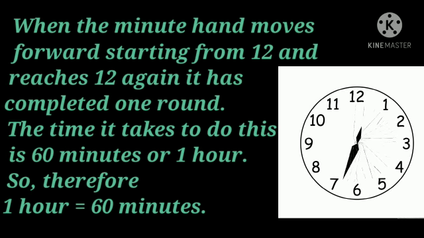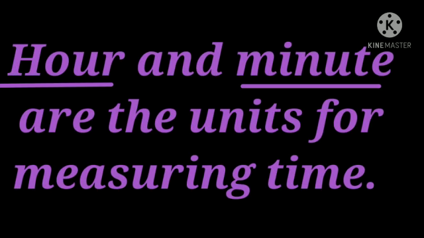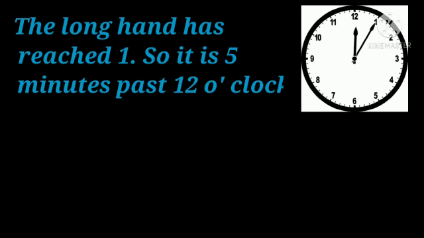When the minute hand moves forward starting from 12 and reaches 12 again, it has completed one round. The time it takes to do this is 60 minutes or 1 hour. So therefore, 1 hour is equal to 60 minutes. Hour and minute are the units for measuring time. We use these units to measure time.